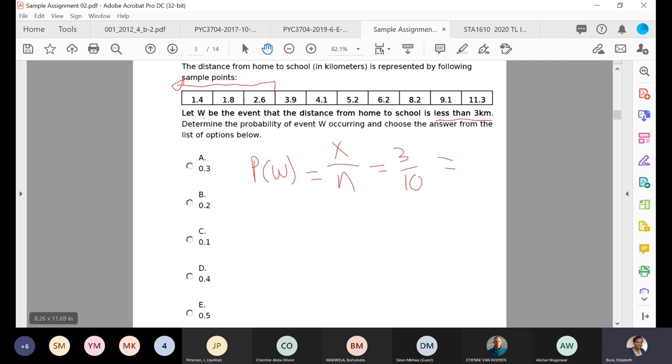What is the probability? So that'll be A. Three. But I want the answer. You just give me A's and B's. That is 0.3. A is the right answer.